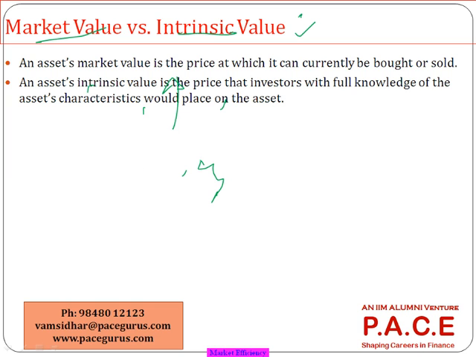So the intrinsic value is the price that investors, with full knowledge of the asset's characteristics, arrive at. We have seen the brochure of the TV completely. With whatever knowledge we have about that particular brochure, about that particular TV, we are giving one value to that TV.